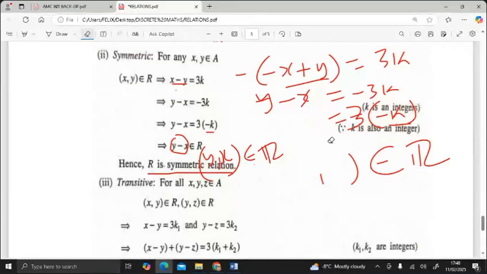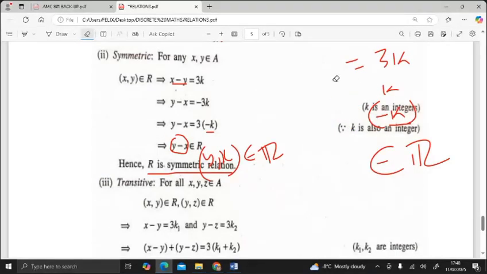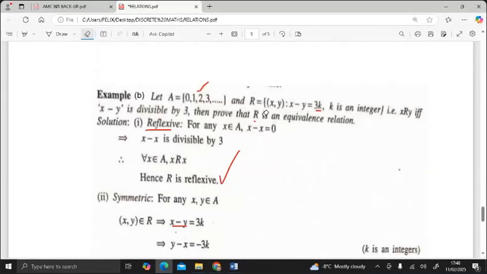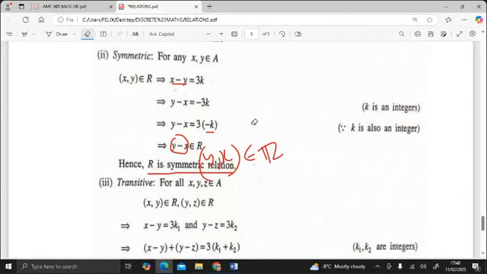And therefore, what is satisfied here? Symmetry. Symmetric relation. We started with x minus y is equal to 3K, and we get to the point where we have y minus x is also equal to 3 times negative K. I think this is not how we should have written that. This one should be (y, x), just like what I've done here. This is how it should be. That is an error. This part should be that way.